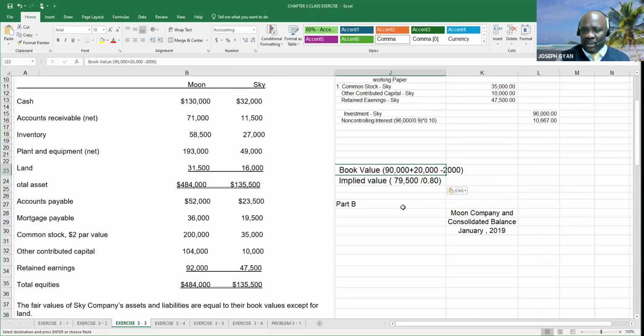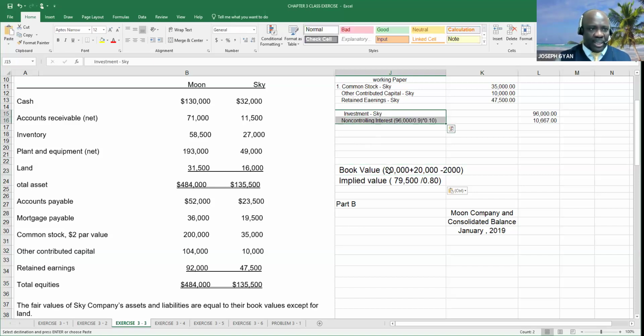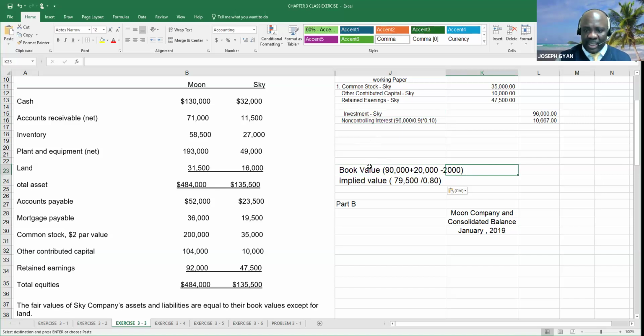So first, we have to get the book value, right? Let's look at the book value of this company first, because we always have to compare the book value to the implied value. If the implied value is greater than the book value, then it's a goodwill, right? The difference is known as the goodwill, and we have to allocate it to whatever they want you to allocate it to.